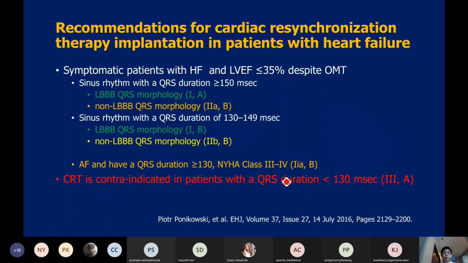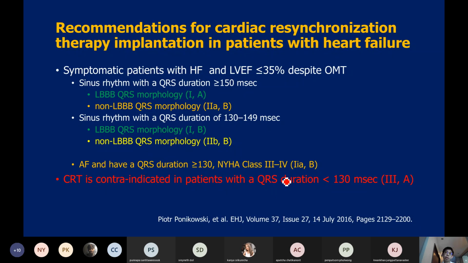I spoke about this earlier this morning: we put the CRT in. We put 3 leads in the RA, RV, and LV to generate the impulse and contract the ventricles and atrium in the same fashion, to reduce the dyssynchrony and to increase the cardiac output. So this is again the indication for the patients who benefit from the CRT.